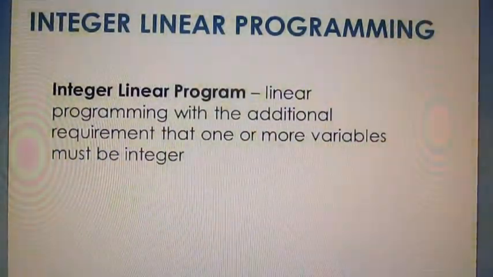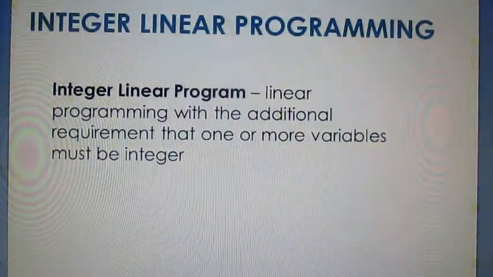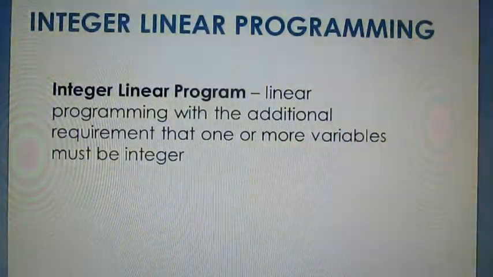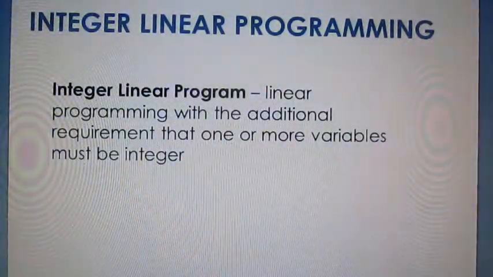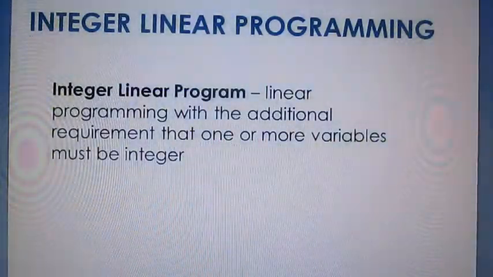An integer linear program is a linear program with the additional requirement that one or more variables must be integer. The only difference that an integer linear program has with linear programming is that it has the constraint that one or more variables must be integer.